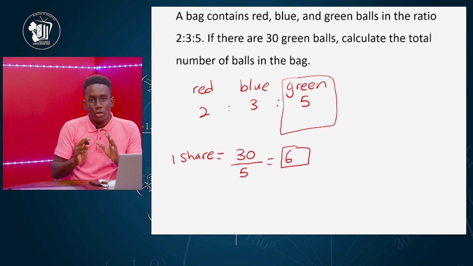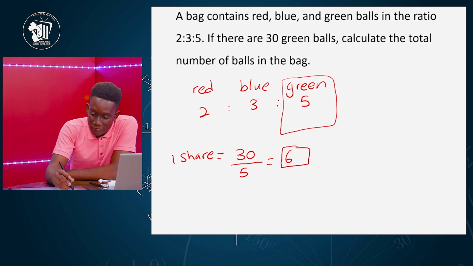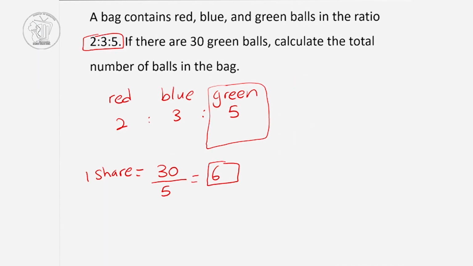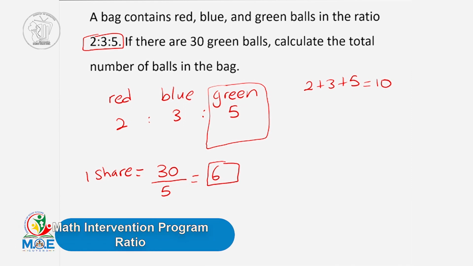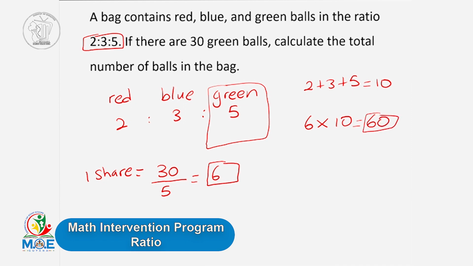Now, to find the total number of balls in the bag, we have to find the total number of shares. 2 to 3 to 5 gives a total of 2 plus 3 plus 5, which is 10. The total number of balls in the bag would be 6, the value of 1 share, multiplied by 10, which gives us 60. Therefore, there are 60 balls in the bag.